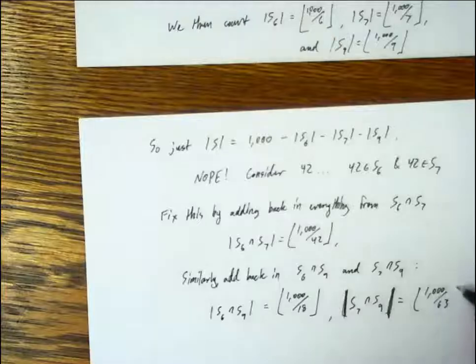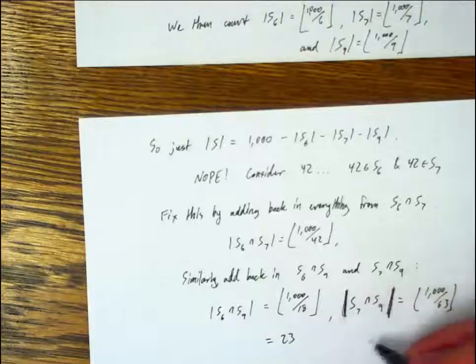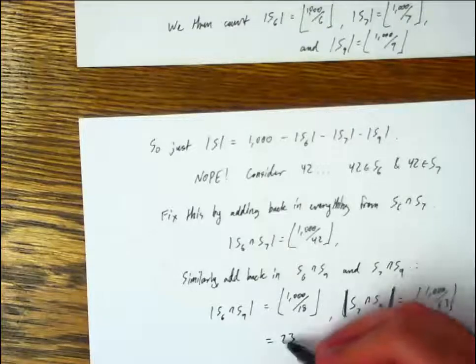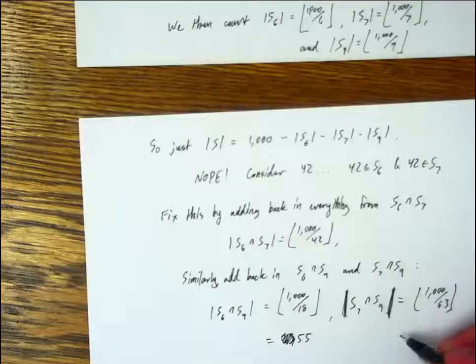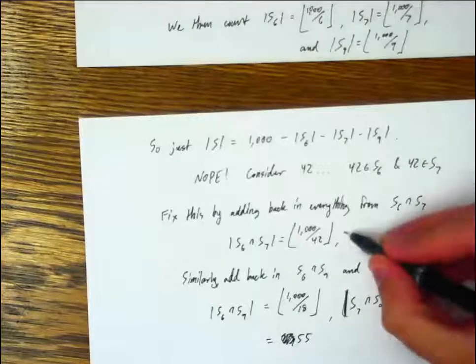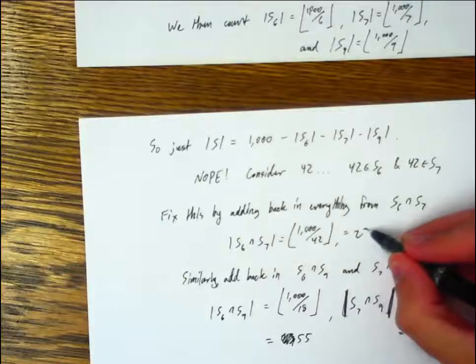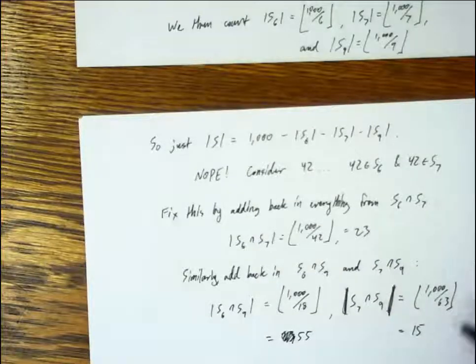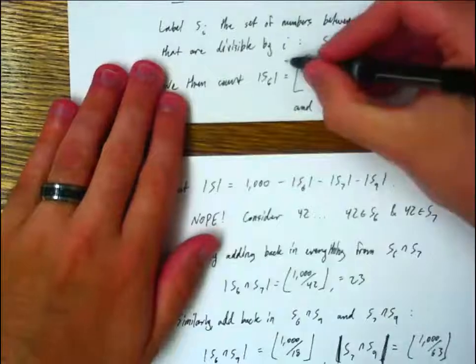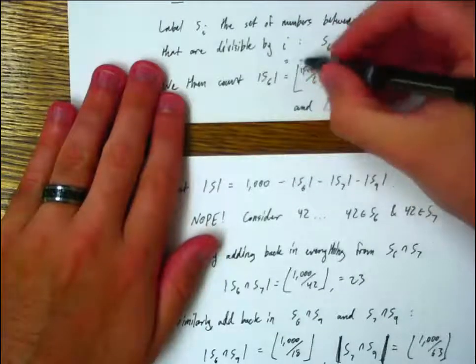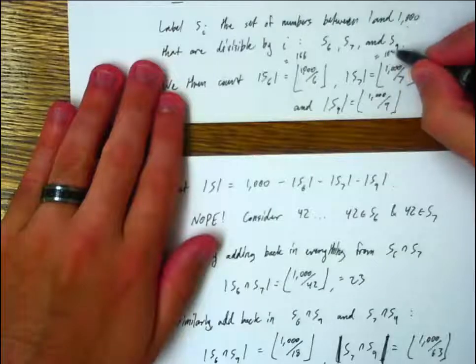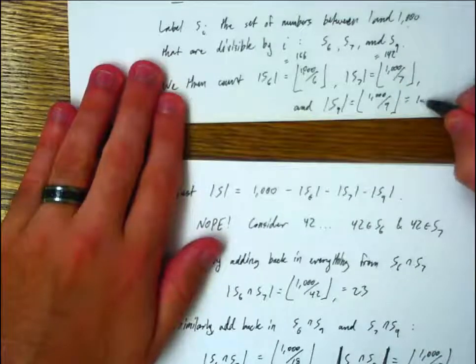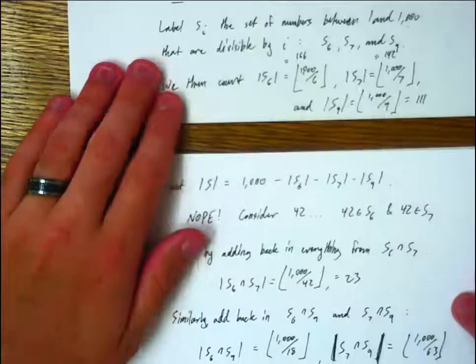Okay, 63. Okay, so this number right here is 23. Oh, no, sorry. This one is a 55. This one is a 15. And this guy upstairs is a 23. If I went back to the original counts on the previous page, this is 166, this is 142, and this is 111. All right.